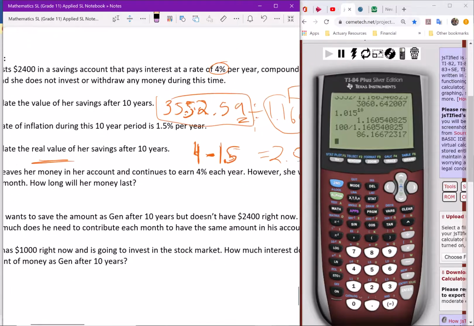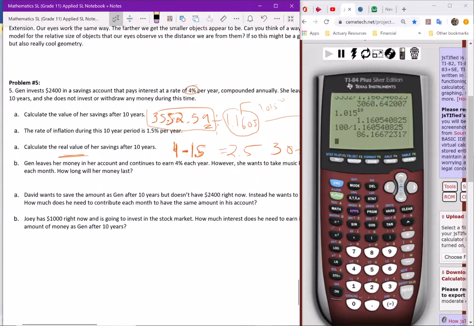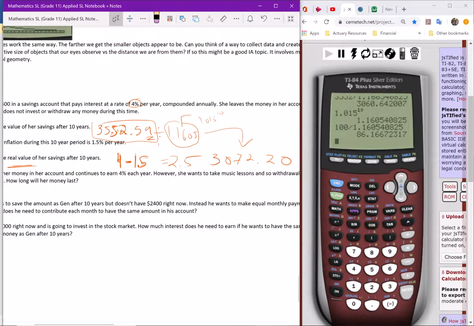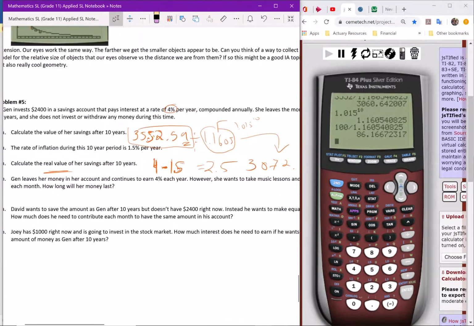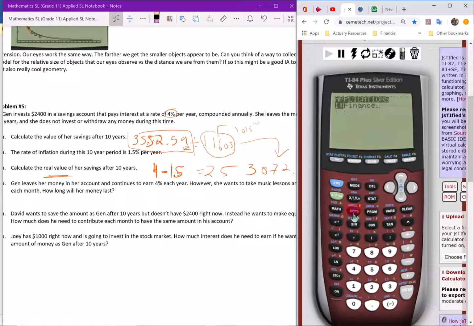Okay, next one is saying she's going to leave her money in her account. It's going to continue to earn 4% each year. However, now she wants to take music lessons, and so she wants to take out $200 each month. So how long will her money last, right? So we're going to go back to our financial app. And this is still 10.